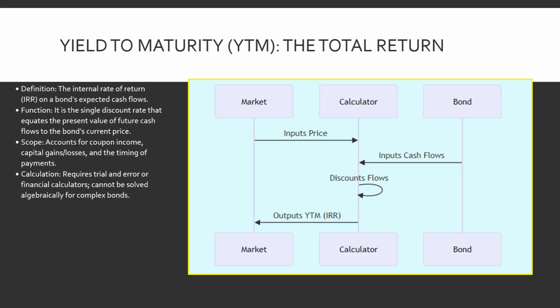Hello, let's continue from where we left off in the previous session. So the market provides the price, correct? As we remember, the market is providing the price here, and the bond provides the scheduled cash flows. The calculator processes these cash flows and discounts them until they match the price of the bond, and finally it gives you the YTM, the internal rate of return.